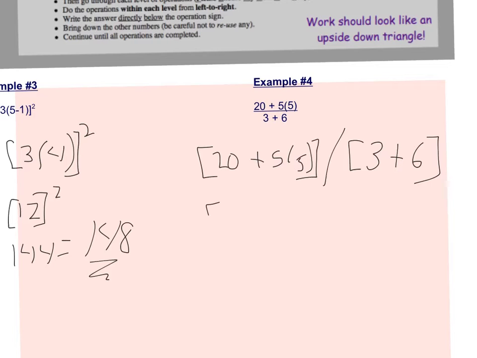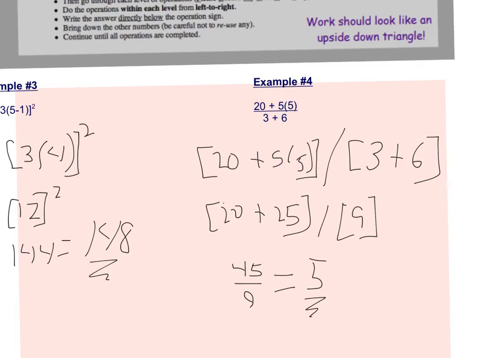So in the top here, we've really got 20 plus 25, and in the denominator we have 9. And 20 plus 25 is 45, so we really have 45 over 9, which is an answer of 5. Okay, so that's some order of operations problems there. You'll get a chance to practice some of these here shortly.